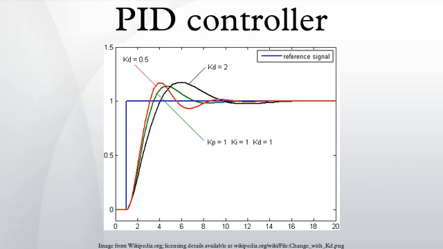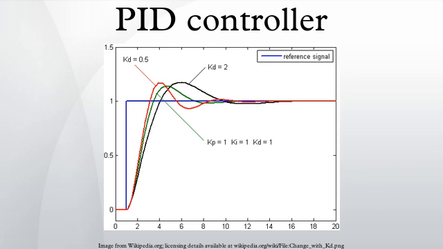The integral term is given by the integral term accelerates the movement of the process towards set point and eliminates the residual steady-state error that occurs with a pure proportional controller. However, since the integral term responds to accumulated errors from the past, it can cause the present value to overshoot the set point value.